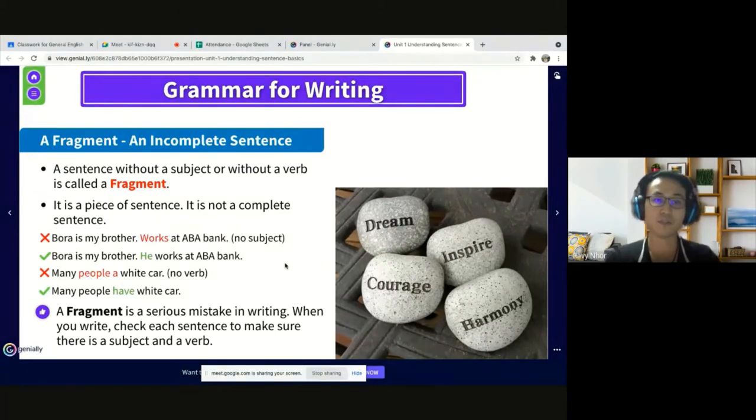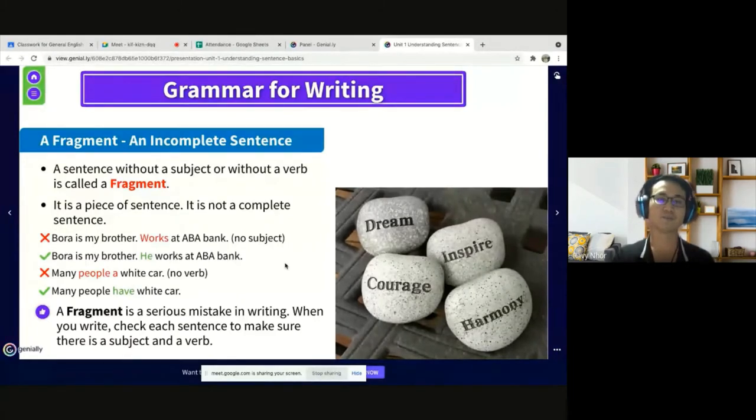The problem for he, you know, he works at ABA Bank. Okay, the second sentence, many people, a car, sorry, a white car. So here you can see we have only nouns. Okay, many people is a noun, a white car could be a noun. So we don't have subjects.